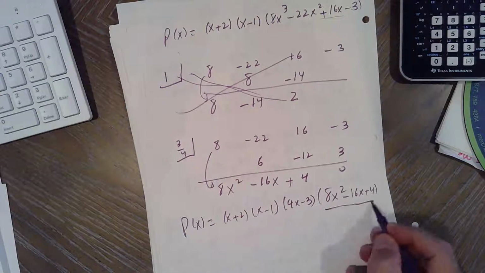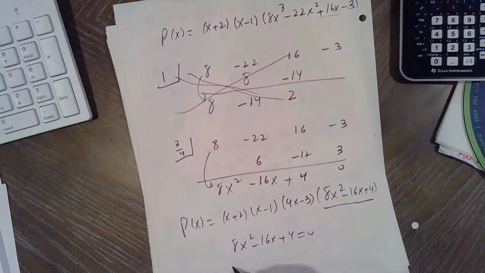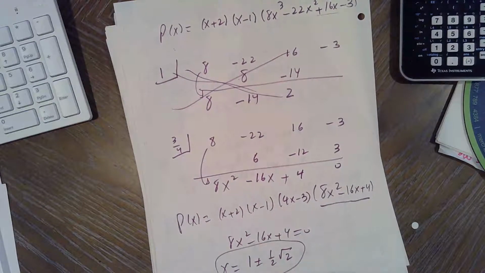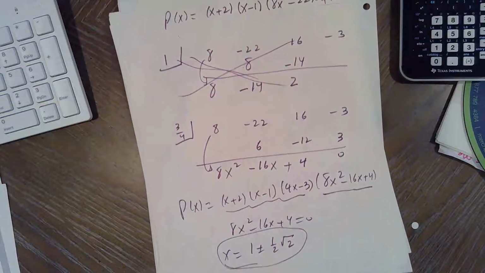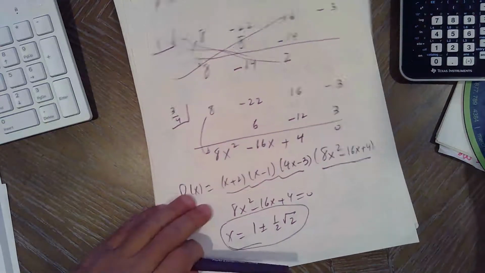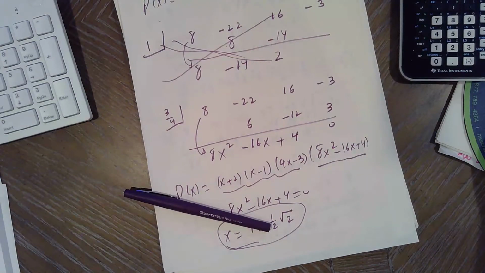And we can solve the quadratic using the quadratic formula. I got 1 plus or minus half root 2. So there's 5 zeros, 2 irrational and 3 rational. Okay, 2 irrational. And that's it for 3.4. We'll do 3.5 next.